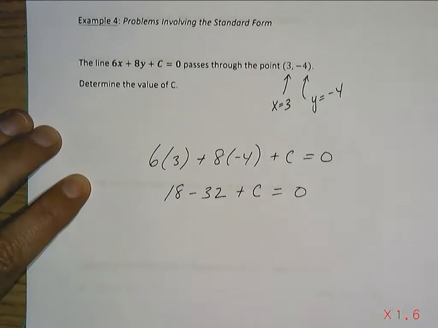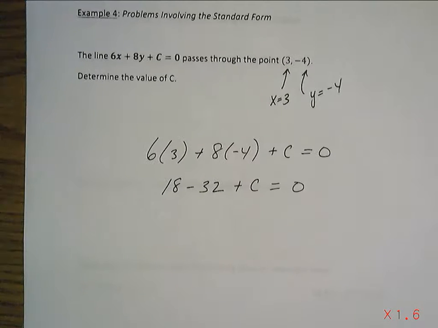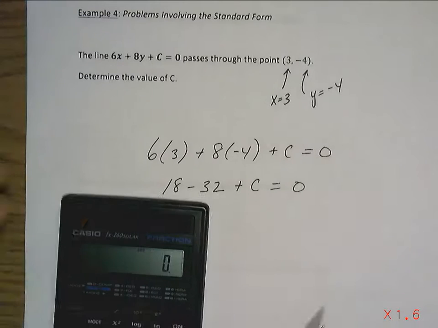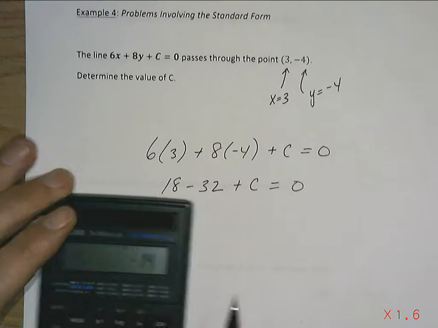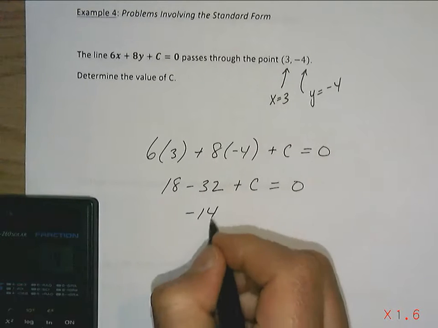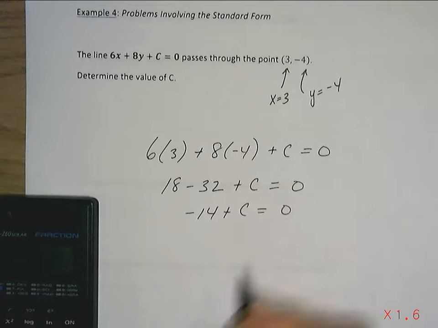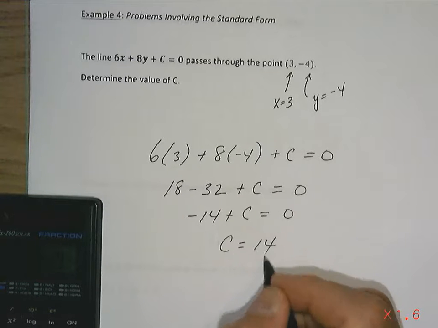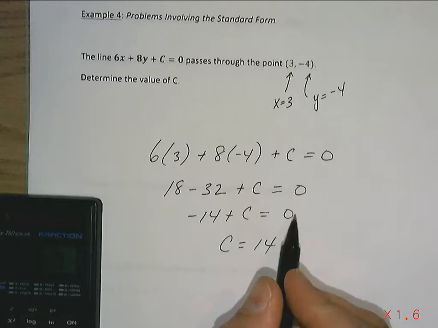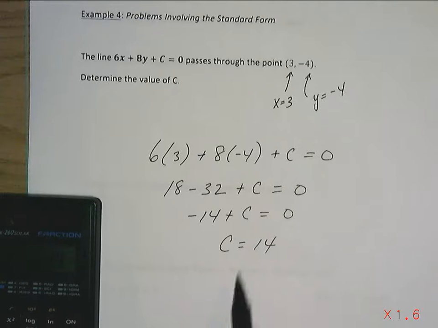18 take away 32. I should be able to do that, but I don't want to make a mistake, so I'm going to grab my calculator. It's negative 14. Take the 14 over to the other side, or add 14 to this side, which means you're adding 14 to this side, and we get c equals 14.